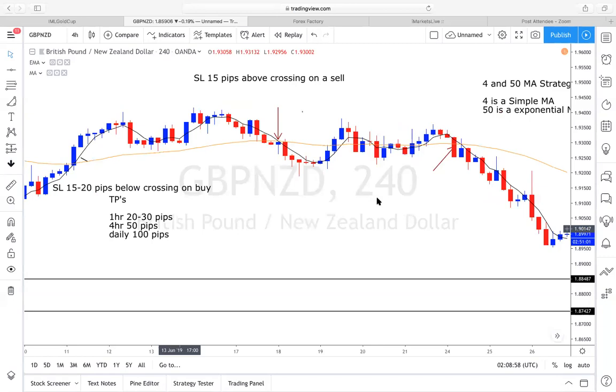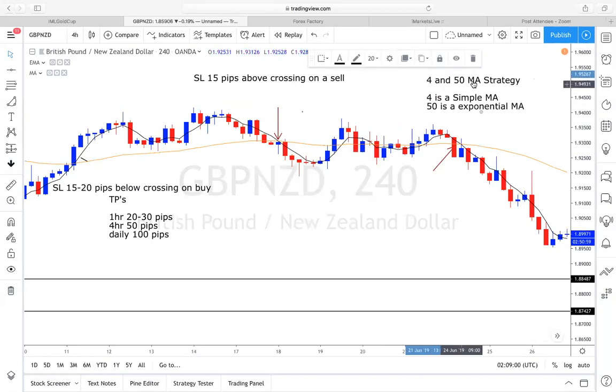This is a different strategy. You see right here it says 4 and 50 moving average strategy. Teacup is different. This is the easiest thing, guys, you're ever going to learn in your life.